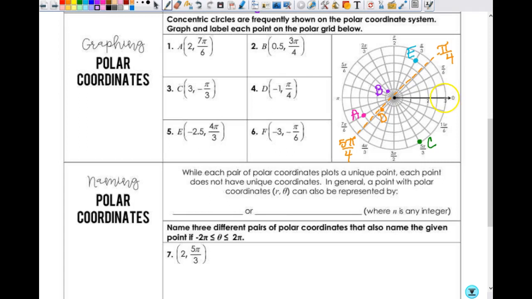So I'm at 0. I go negative pi over 6, which takes me to 11 pi over 6. I pass through the pole to get a radius of 3, and that is F.